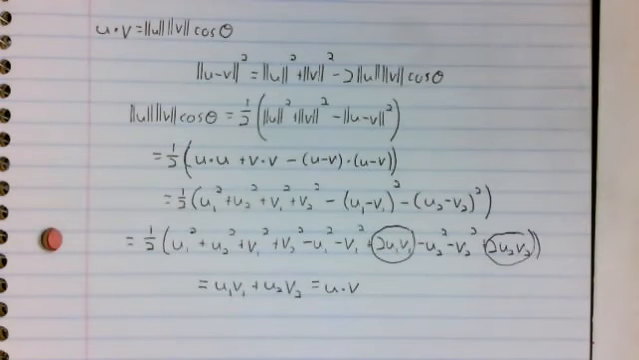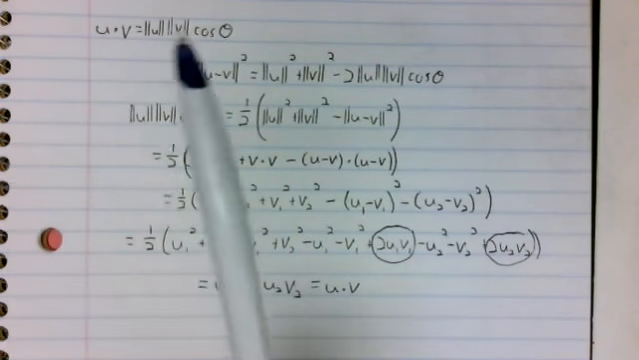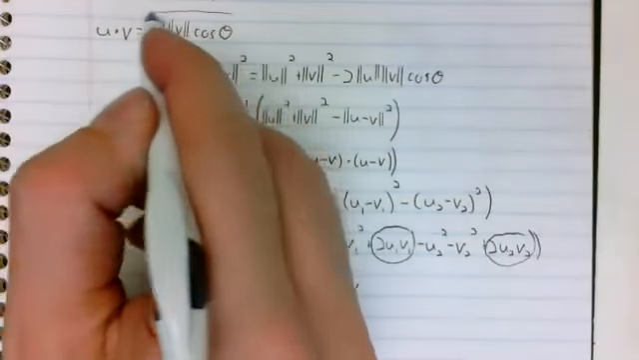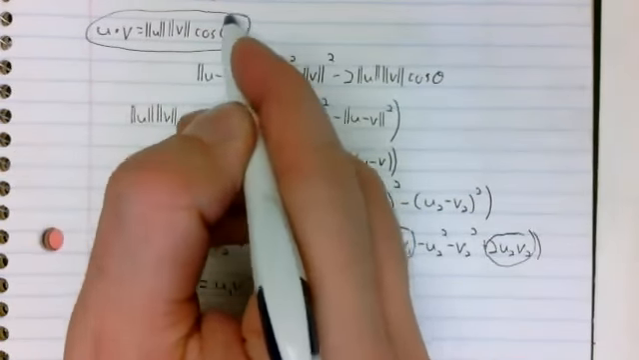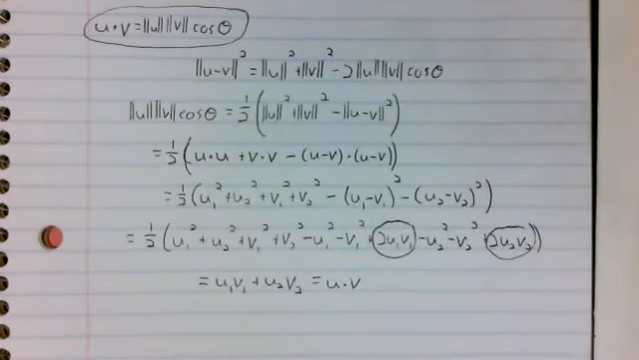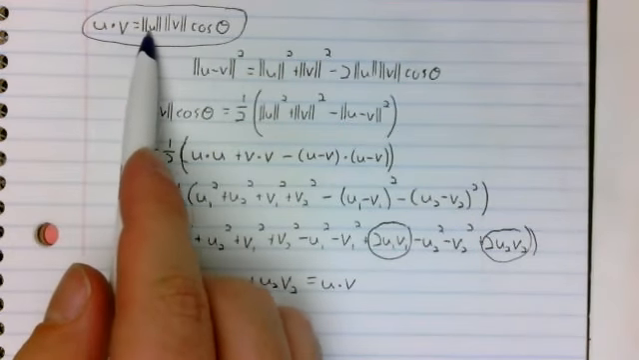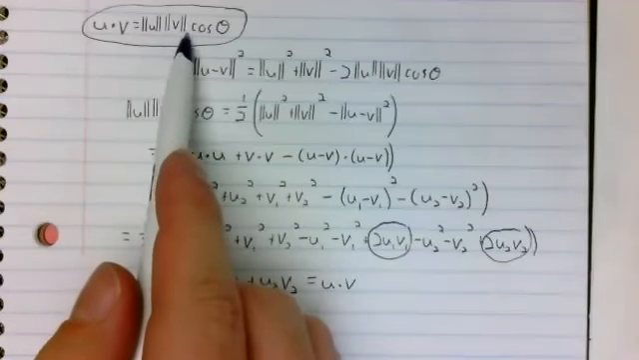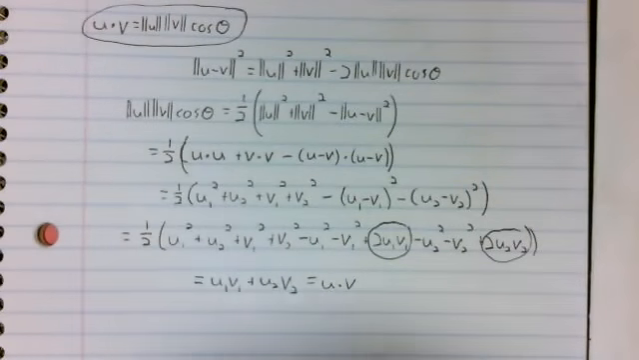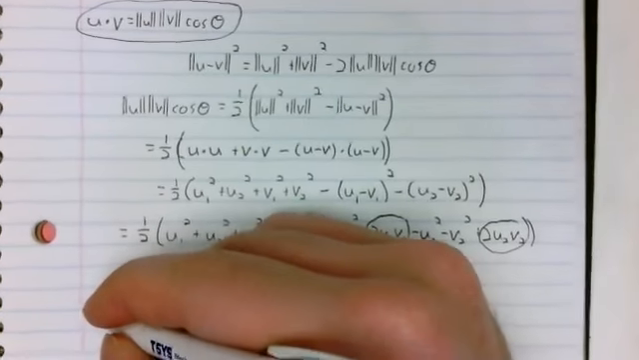So in R2, this is a theorem. You can prove that this is true, and in fact, we just did it. Likewise, in R3, you can prove this geometrically. In higher dimensional spaces, we can use this equation to define the cosine.